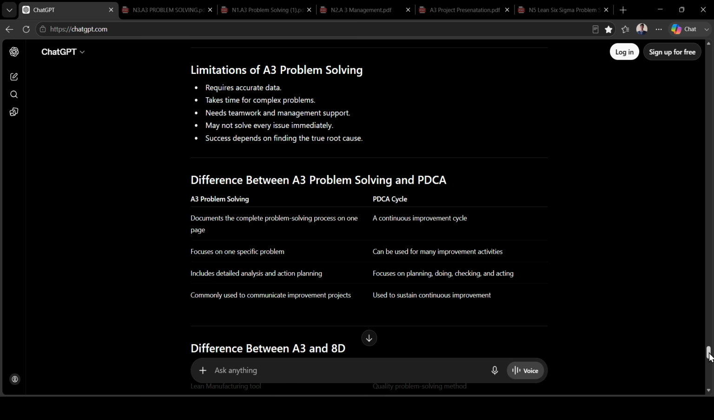The difference between A3 problem solving and PDCA. A3 documents the complete problem-solving process on one page and focuses on one specific problem. It includes trend analysis, detailed analysis and action planning, and is commonly used to communicate improvement projects. PDCA is a continuous improvement cycle that can be used for many improvement activities, focusing on planning, doing, checking and acting, and is used to sustain continuous improvement.